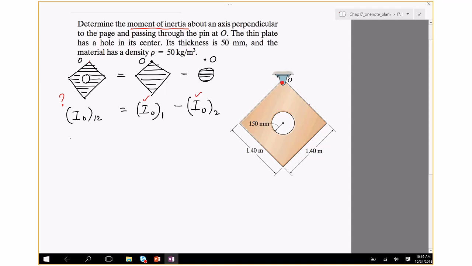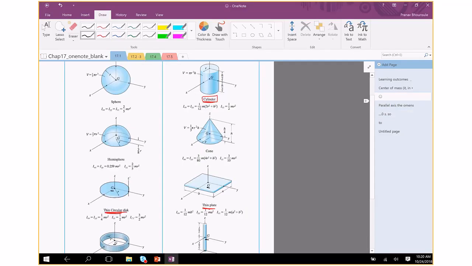Okay, so let's find the inertia of the thin plate about axis O. So the table which I showed you has inertia about axis G, which is the center of the plate. Okay, so let's go back to the table. We're looking at a thin plate.